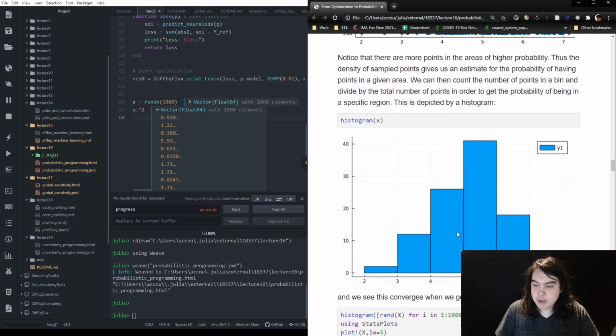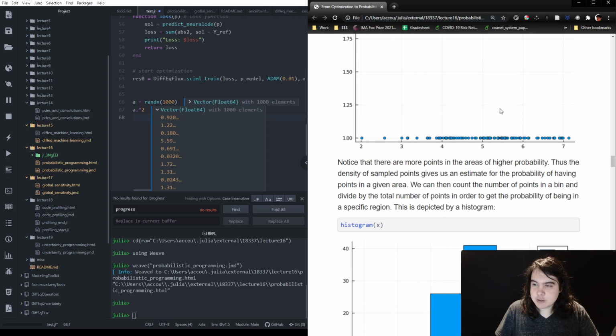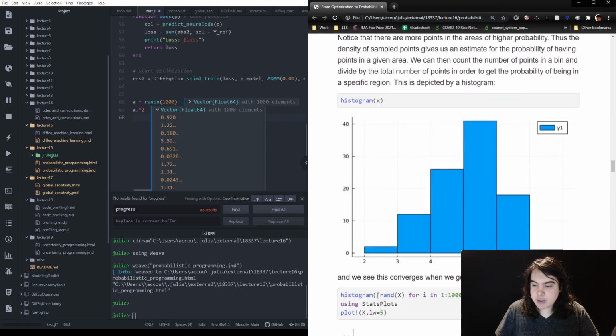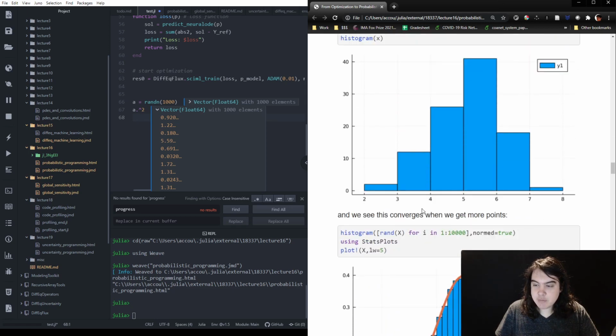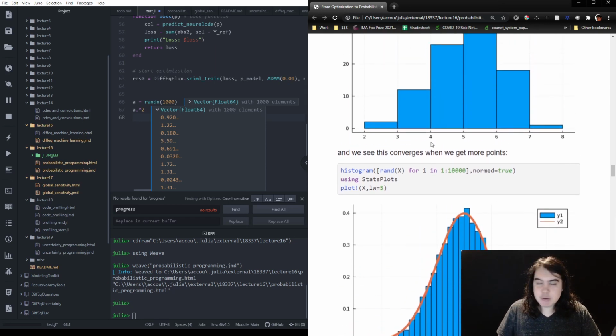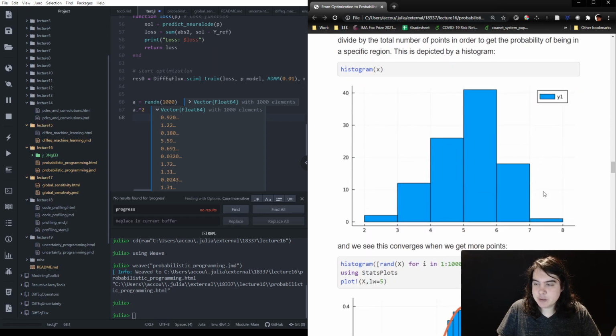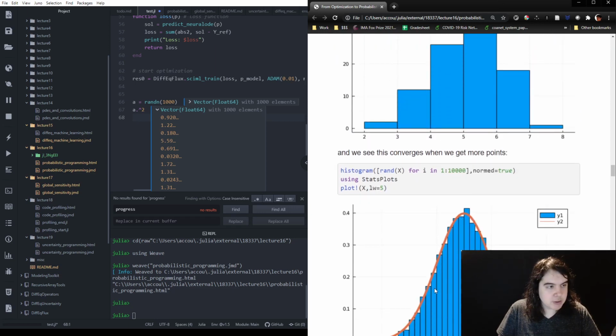A histogram is where you count up the number of points between 0 to 5, the number of points between 5 to 6. You'll see that this histogram is a way to turn this given set of samples back into a probability distribution. If you take more and more samples, this histogram will get closer and closer to the true probability distribution. So a histogram is a discrete way of turning discrete points back into probability distributions.